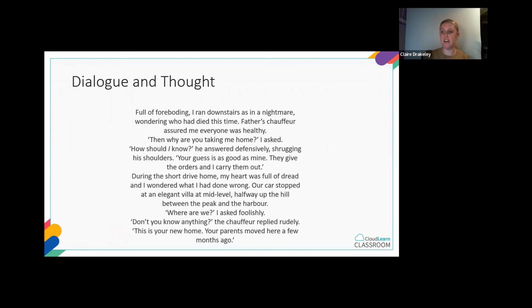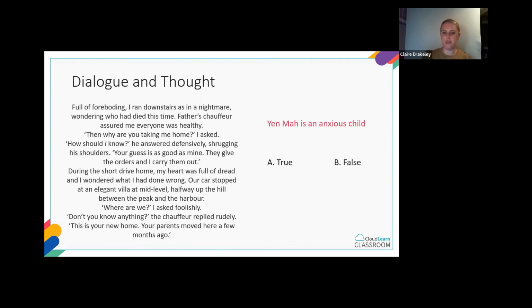So as you can see here, there is a mix of dialogue, speech. She's speaking to the chauffeur, he's speaking back to her. But in amongst that, there's also lots and lots of thought. She's telling you what she thinks between the words. So let's do a true or false poll from what we can get from this without her having to tell us. So let me launch the poll. Yen Ma is an anxious child. So just here, by hearing her inner thoughts and her dialogue with the chauffeur, can we deduce that Yen Ma is an anxious child? A, true, or B, false?